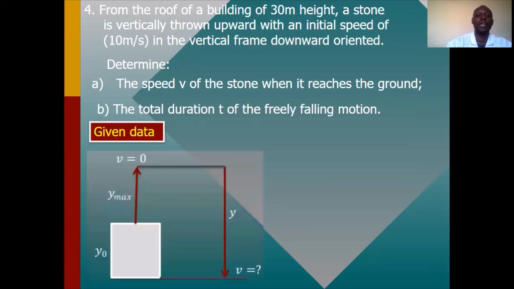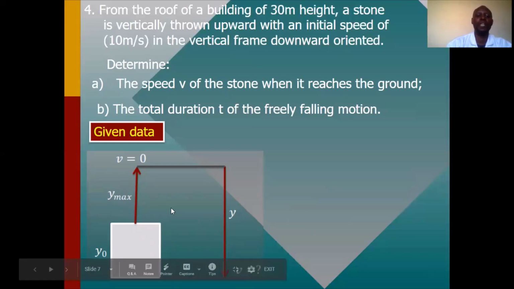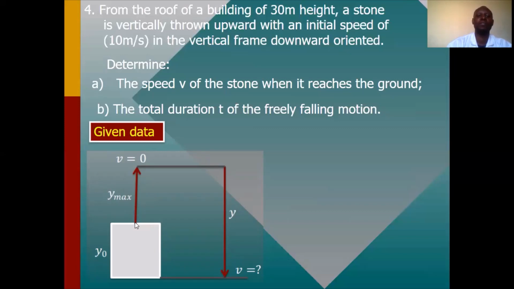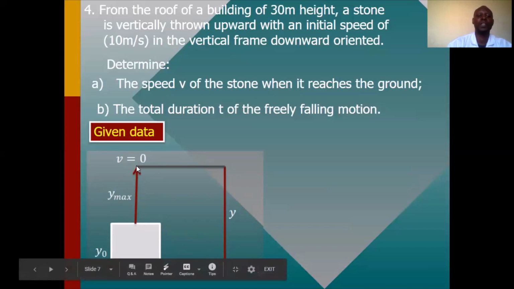So here also we have the upward motion, but the object starts moving from a certain vertical distance, which is the height of a building of 30 meters, which is y0. We have this kind of graph. We have a building of height y0. From the building, the object starts moving with the speed of 10 meters per second, that is the initial speed, up to its highest point.